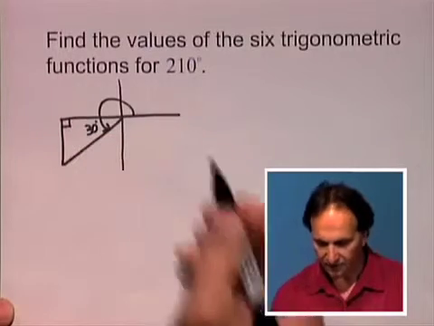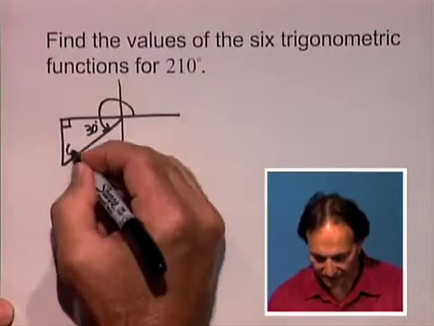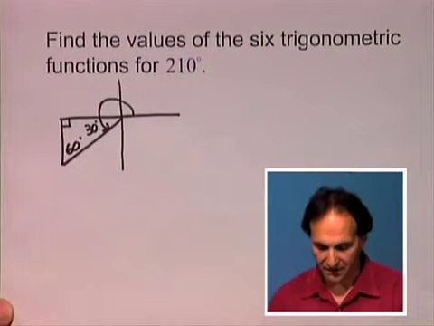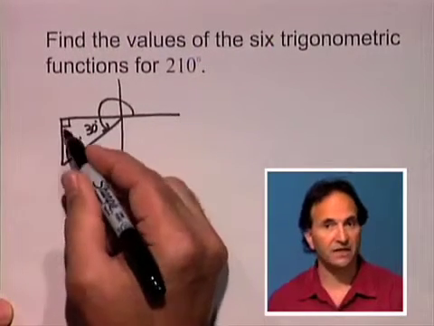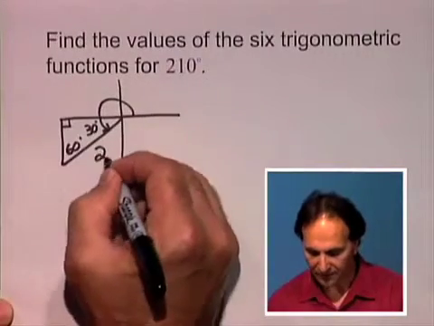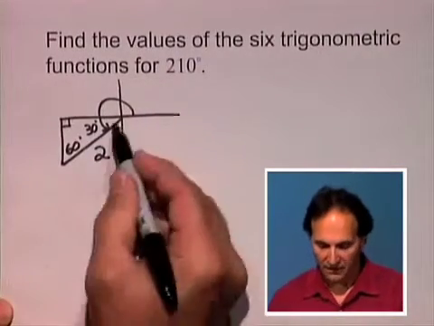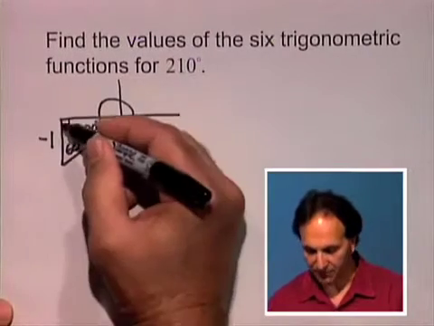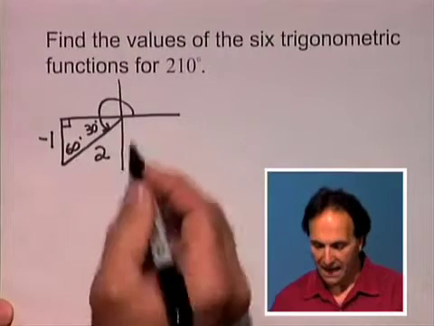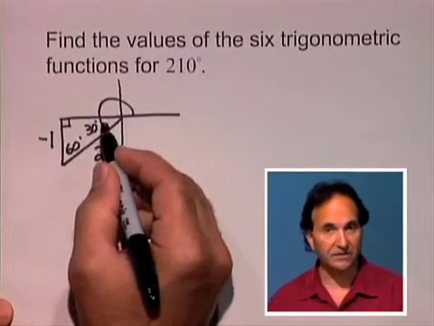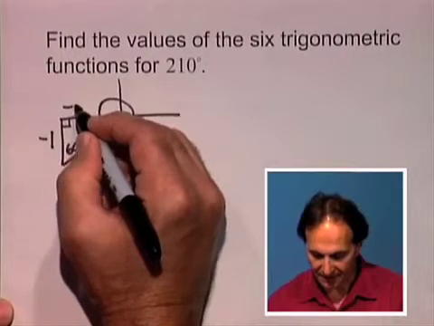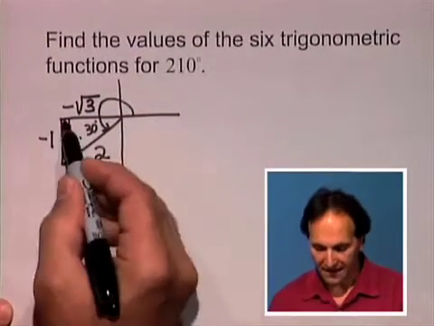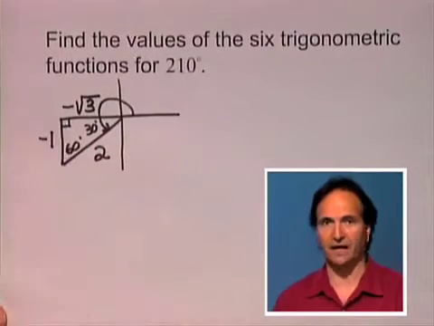This is a right angle. That makes this angle 60 degrees. Now, when we label each of these sides, remember it's a 30, 60, 90 triangle. The hypotenuse is 2. The side opposite the 30 would be -1 to represent that y value. And this side, which is adjacent to 30, that would have to be negative the square root of 3. And it's negative because it's representing the x value.